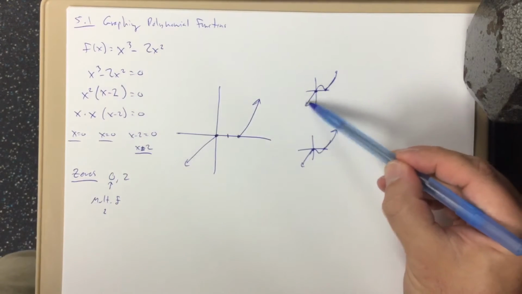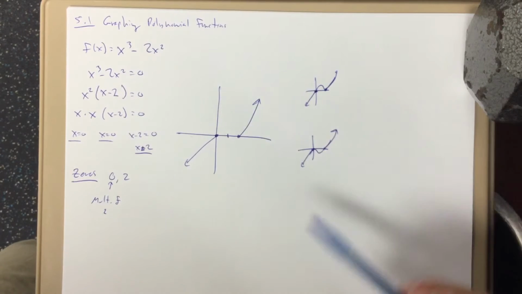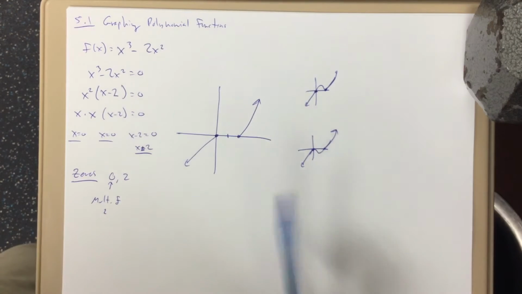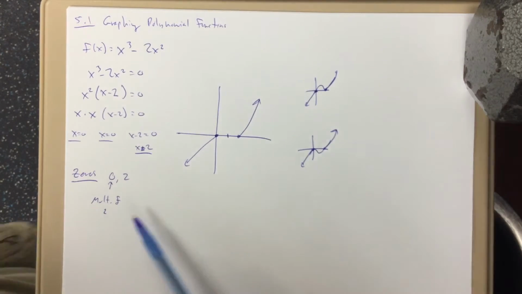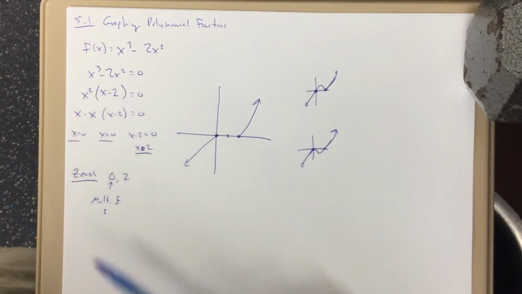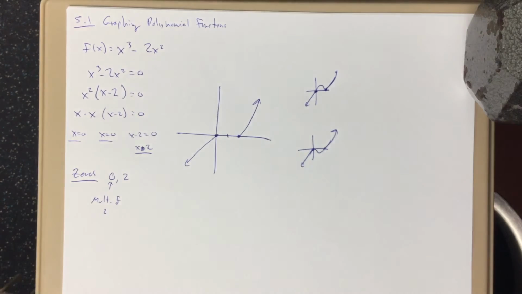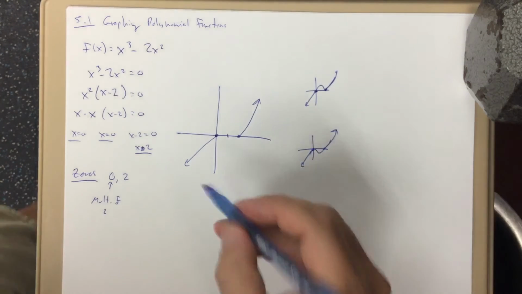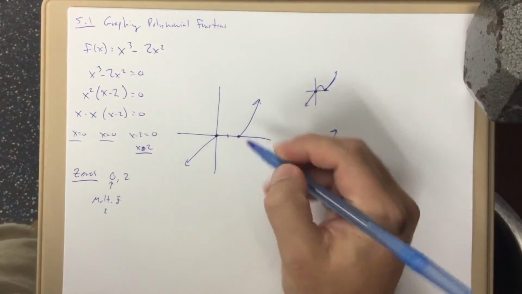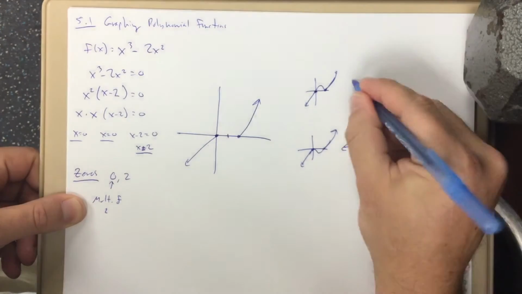Do we go through 0 and bounce off 2, or do we bounce off of the 0 and go through the 2? Well, now that's when we look at our multiplicity. The 0 has a multiplicity of 2. That means 0 has an even multiplicity. If you remember what even multiplicity means, it's going to bounce off the graph at that 0. So at 0, it's going to hit it and bounce off. So it looks like we're going to have this scenario right here, not that one.